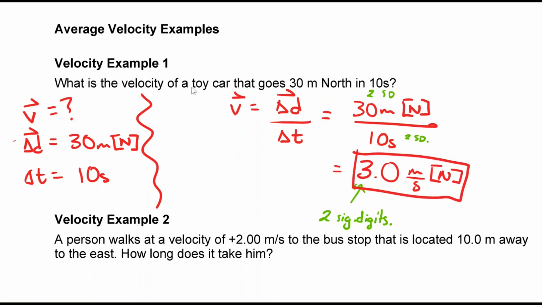So if a toy car went 30 meters north, we don't care what it did in the middle, but if it started and finished 30 meters north of where it started, then it would have on average had to go 3 meters every second in a northerly direction. That's what we needed to do.